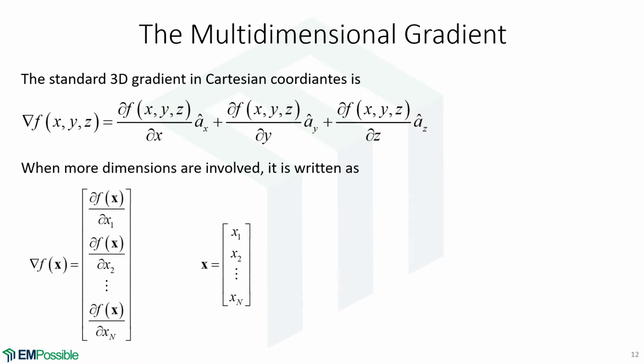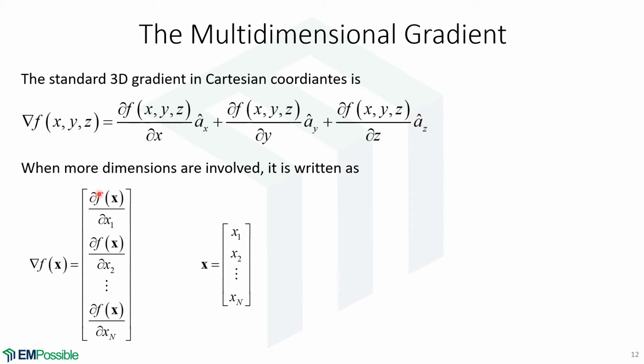So rather than write x, y, z and then be confused of what comes after, let's just write x1, x2, x3, all the way up to however many dimensions we have. And we store all these in a column vector that for compact notation we will write as a lowercase bolded x. Now the gradient of a scalar function of all of these different dimensions is written this way.